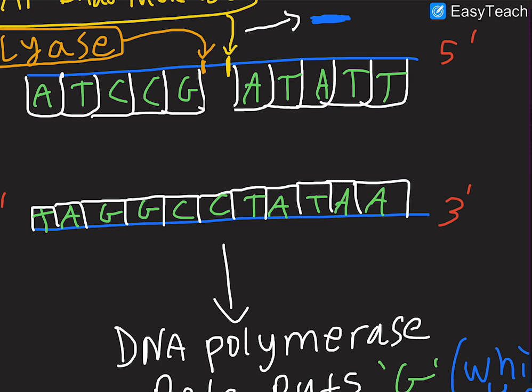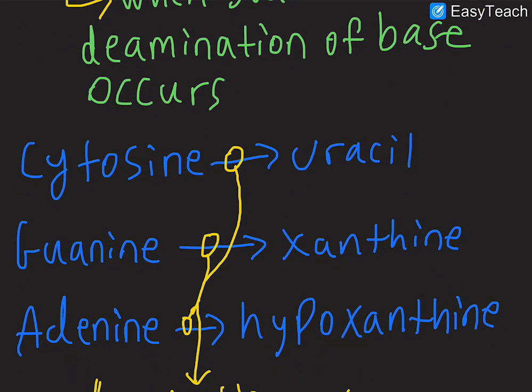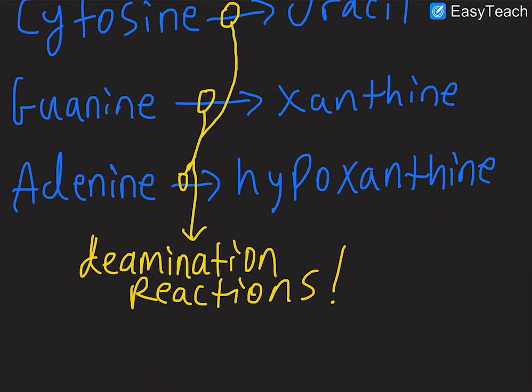One thing to know is when does this happen? This basically happens when sometimes a sudden deamination occurs. So you lose an amine group from a base and then it changes to the wrong base. If we're talking about deamination, we should know that if you take cytosine and deaminate it, it can turn into uracil. If you take guanine and deaminate it, it can turn into xanthine. And if you take adenine and deaminate it, it can turn into hypoxanthine. These are all deamination reactions.